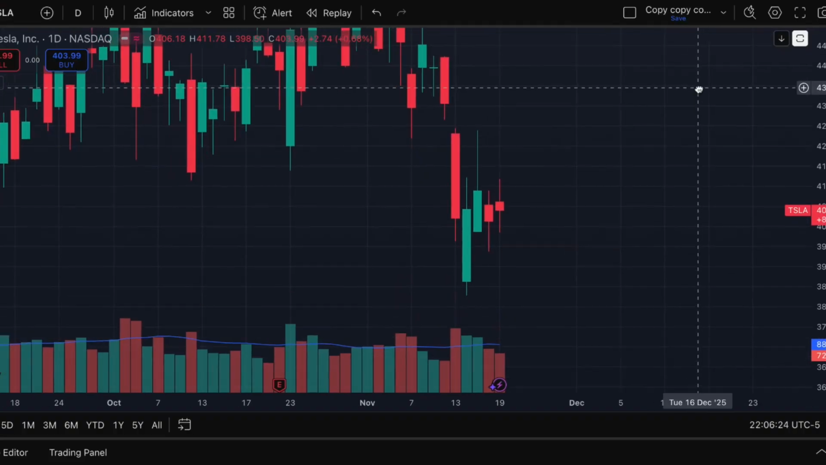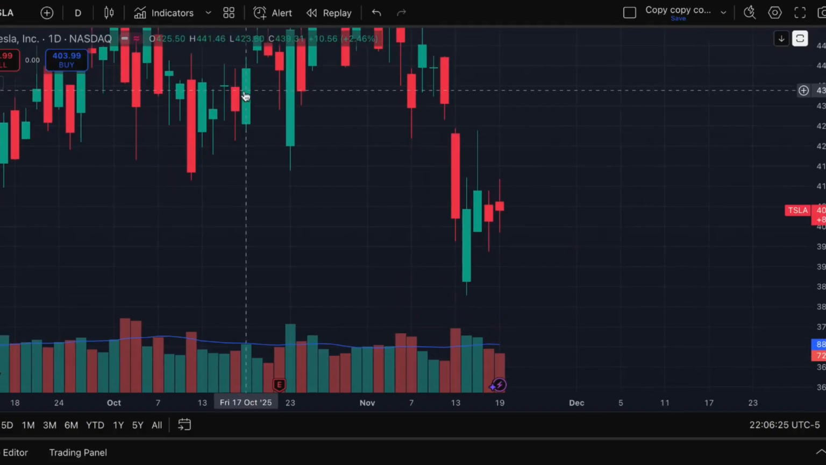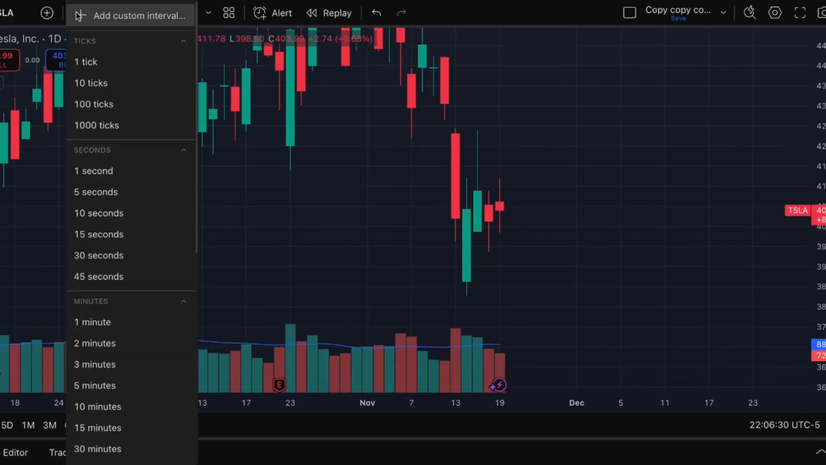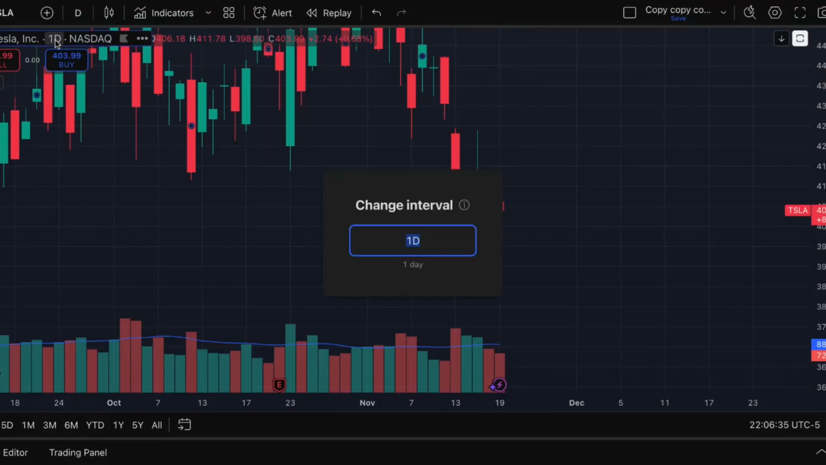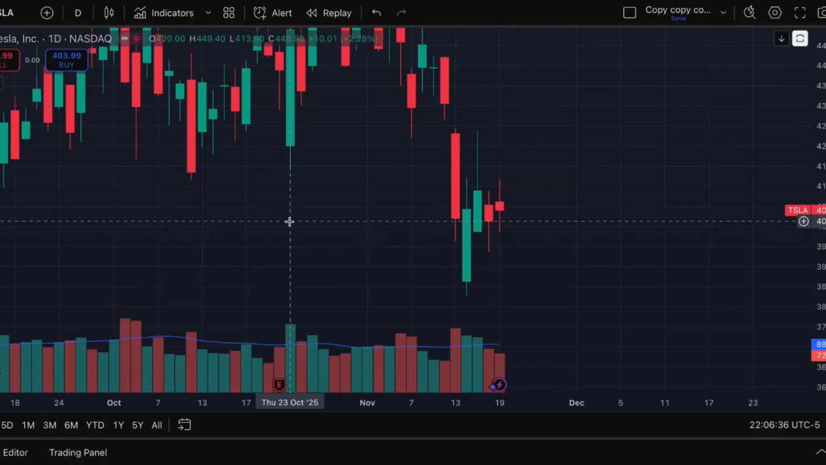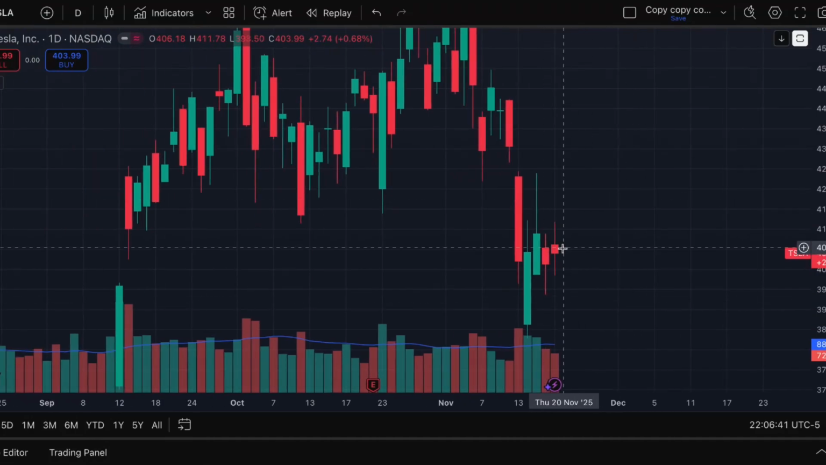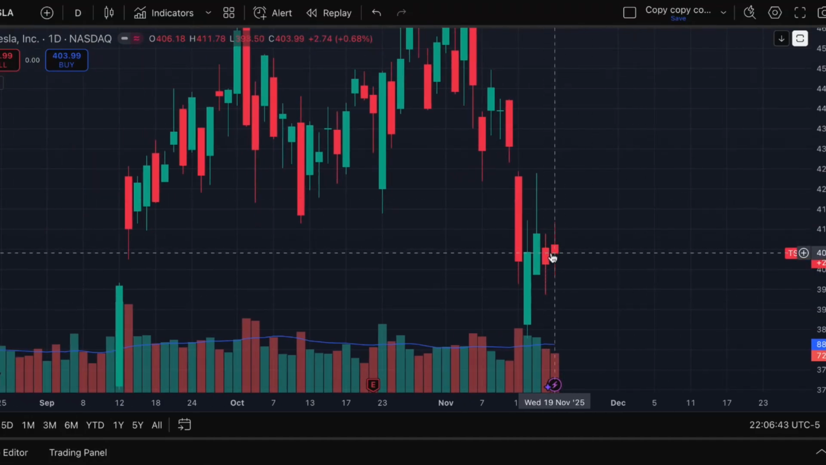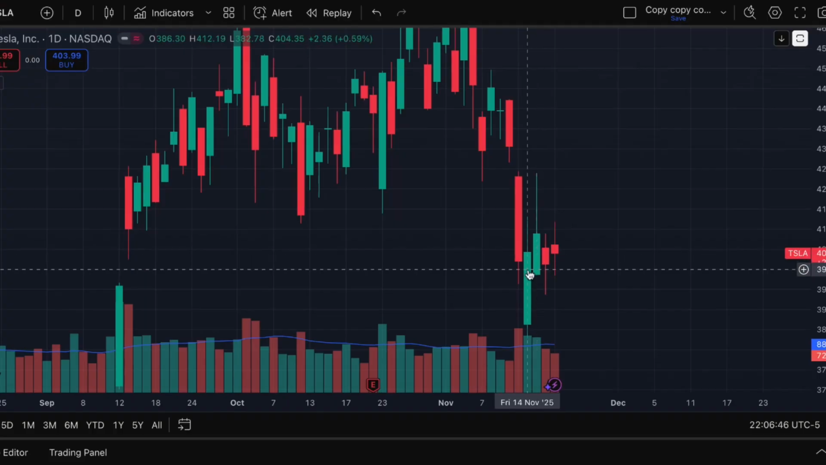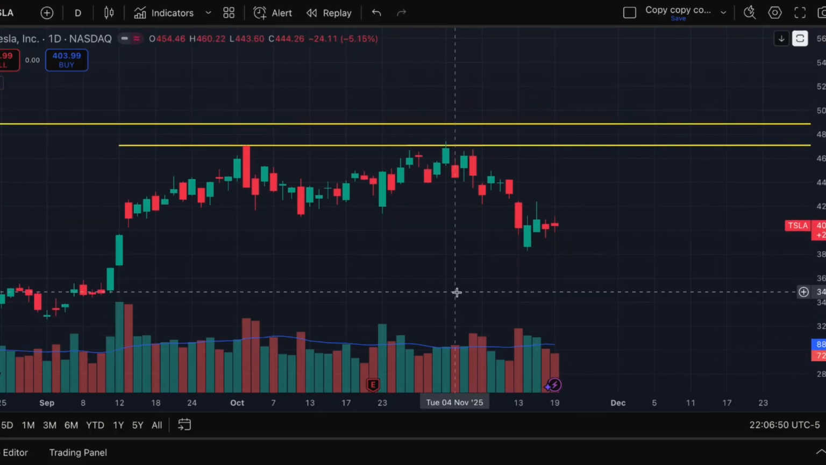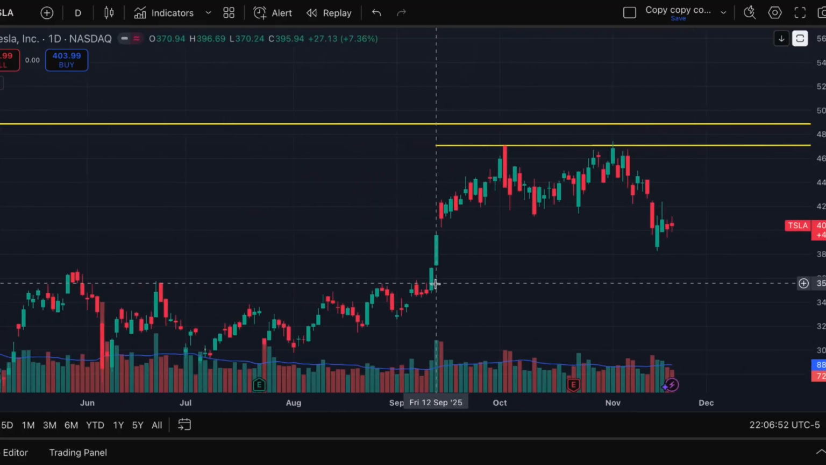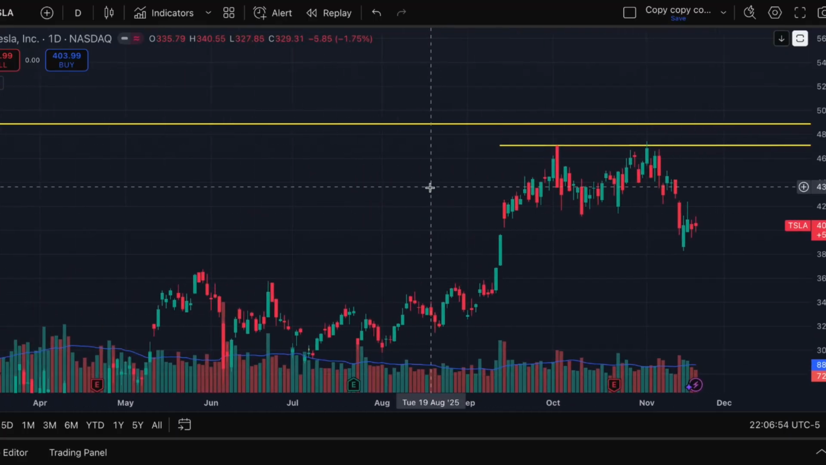So again, this is TradingView. I'm on the Tesla chart. This is the daily time frame. Okay, so each one of these candles, see how it says daily time frame. Each one of these candlesticks right here that you see is a daily candle. So daily candle, daily candle, daily candle, daily candle. If you zoom out, you're going to see that there's a ton of these candles, okay? And they create some sort of a pattern.